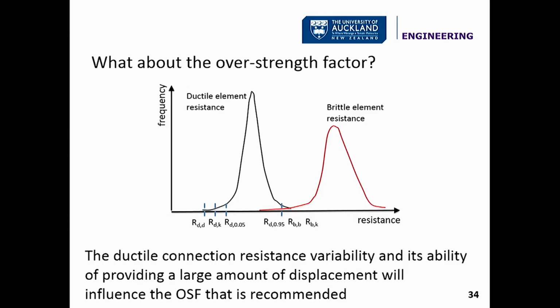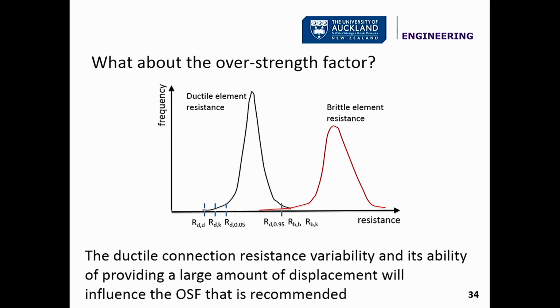So what about the overstrength factor? We design our ductile elements from the fifth percentile strength values that we get. This is observed in the lab. We then apply safety factors to the results. We get the characteristic value, and then we apply a material factor, and we get our ductile design.